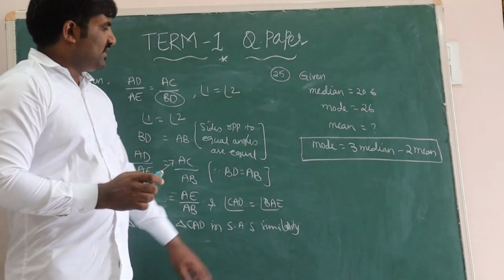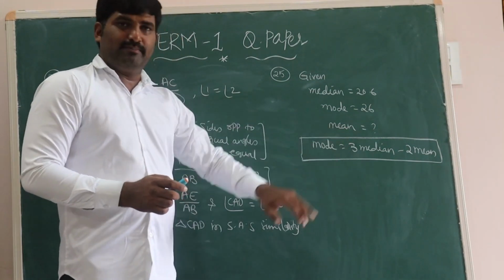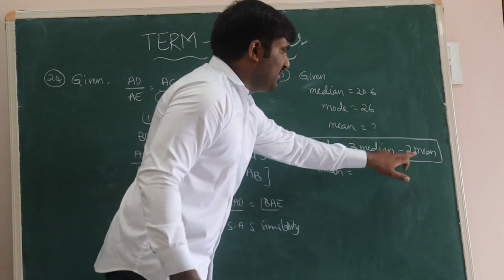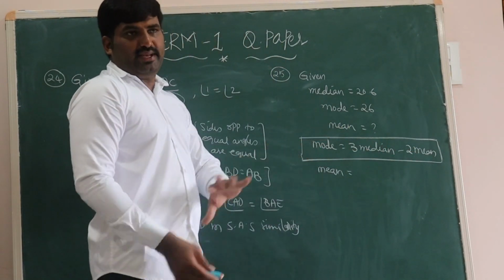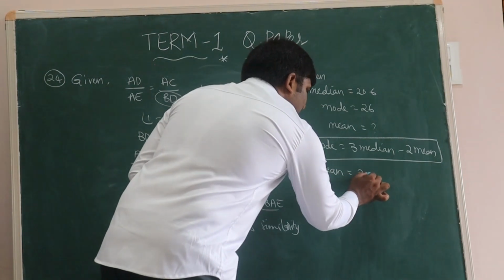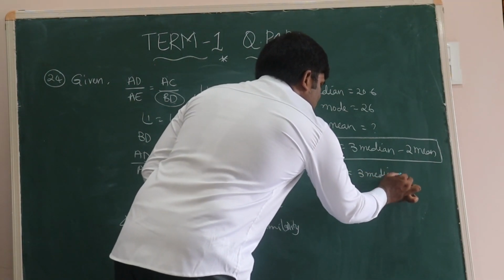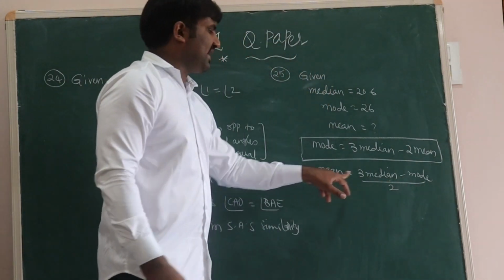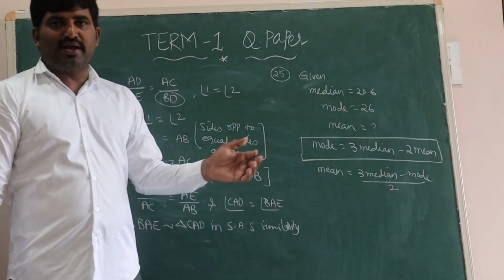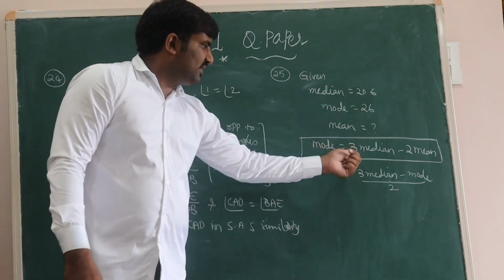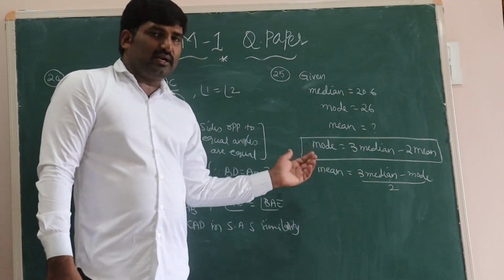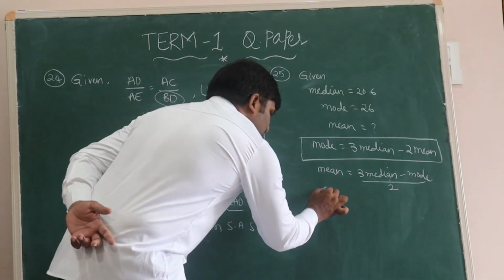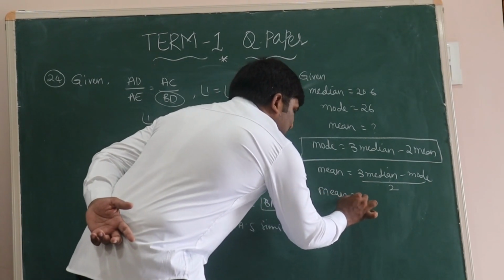But here mode is not required. Mean is required. I am writing the direct formula. Actually we need to transpose this, so you will get 2 mean is equal to 3 median minus mode. Mean is equal to 3 median minus mode by 2. In the exam you can write one more extra step, that is 2 mean is equal to 3 median minus mode. That 2 I am transposing to the right side, so it goes to the denominator. Now simplify it. Mean is equal to 3 median minus mode by 2.